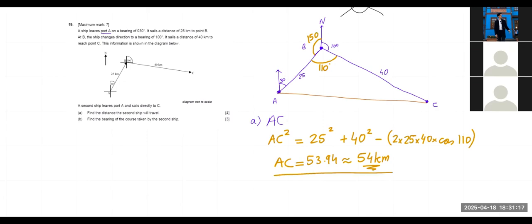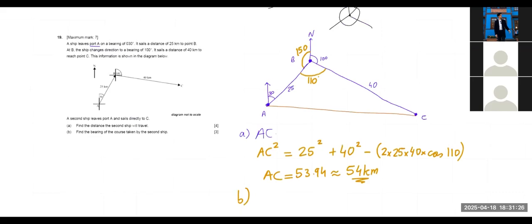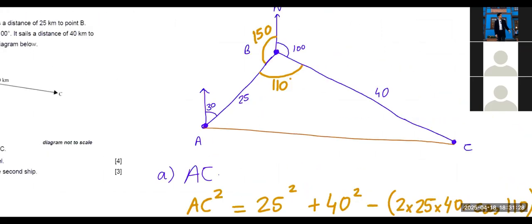Okay, let's look at part B now. Part B says find the bearing of the course taken by the second ship. What does that even mean? That means that when the second ship was starting to move from A, what bearing did it move at? So if we think about this, it's basically moved at this bearing, whatever that is, because that's how you define a bearing.